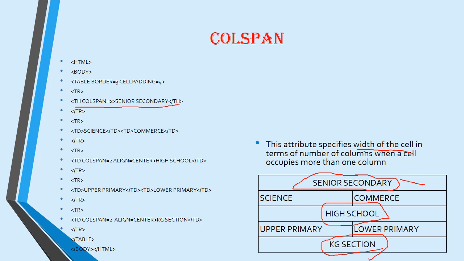Next TR, TD colspan equal to 2, align equal to center, KG section, slash TD, and that row is also over, so we are giving here slash TR, slash table, okay, and slash body and slash HTML. So this is the way how it's working. So let's see how it is done practically.